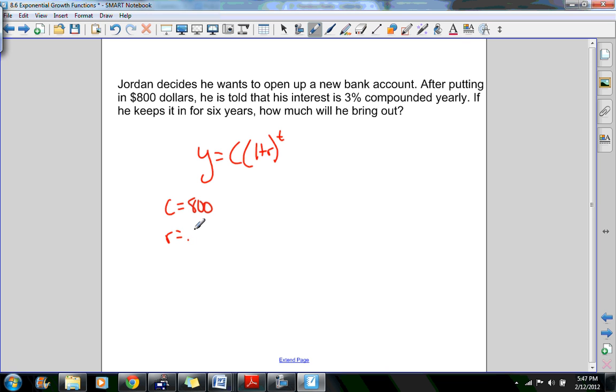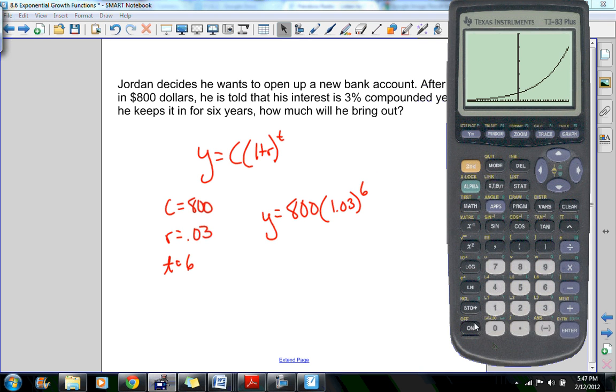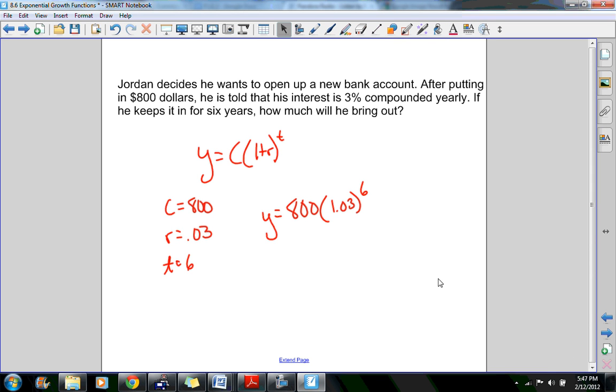The r is going to be 0.03 and the t is going to be 6. So we get y equals 800(1.03)^6. We get out the old calculator, and we go 800 times 1.03 raised to the 6th, and our answer is 955.